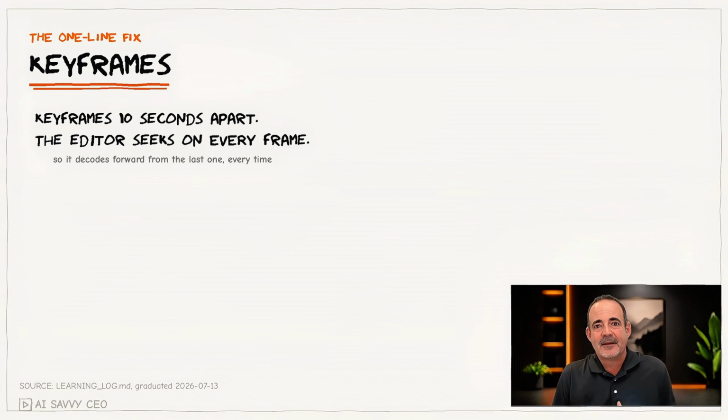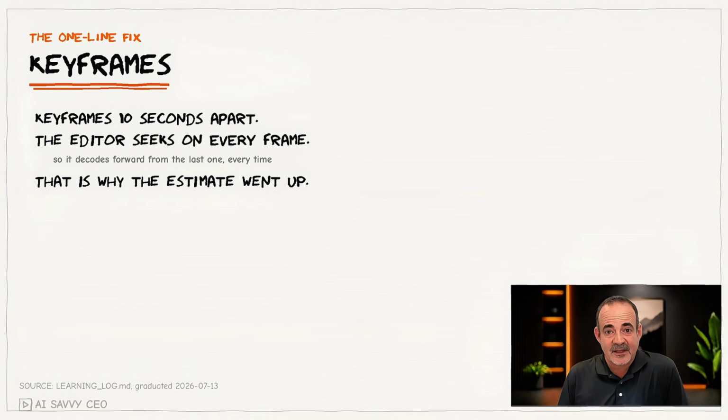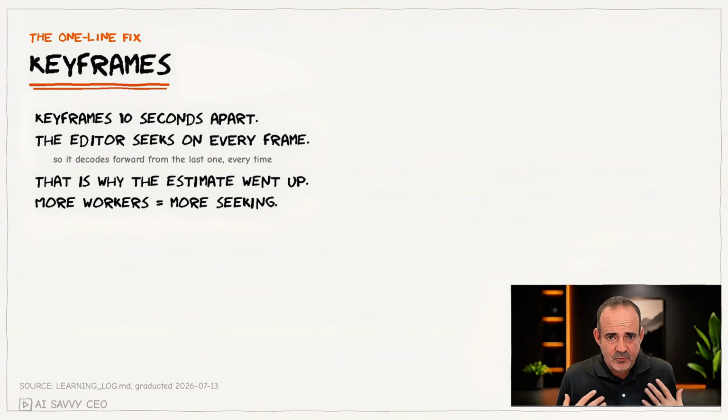And to show you a frame that sits 9 seconds after the last keyframe, the decoder has to go back to that keyframe and decode forward through 9 seconds of video to get there. Then throw it away and do it again for the next frame. So the deeper into the video it got, the more work each frame took. That's why the estimate went up instead of down. And it's why more parallelism made it worse. Every extra worker was another process seeking around the same file, fighting for the same disk.